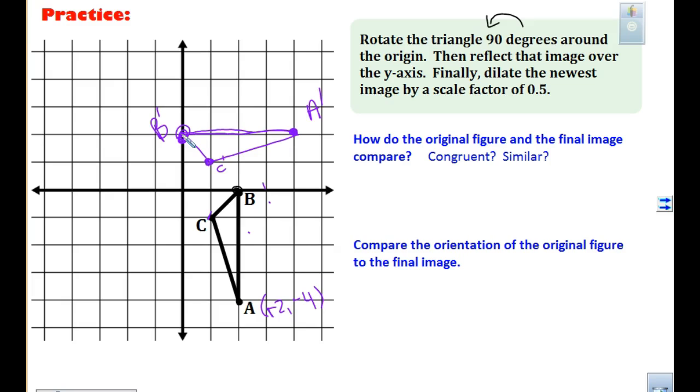So we get that first one. It then says reflected over the y-axis. How are you doing this with us, please, in your notes?